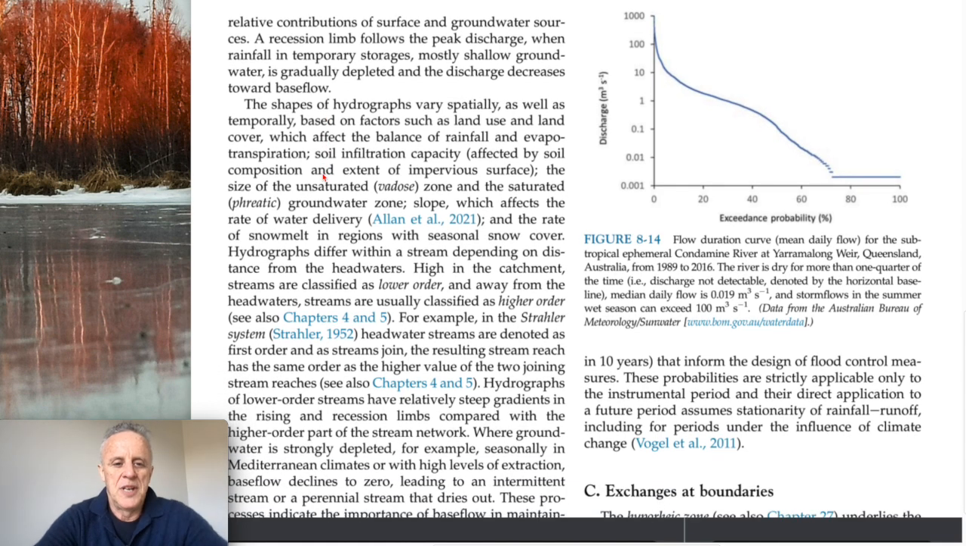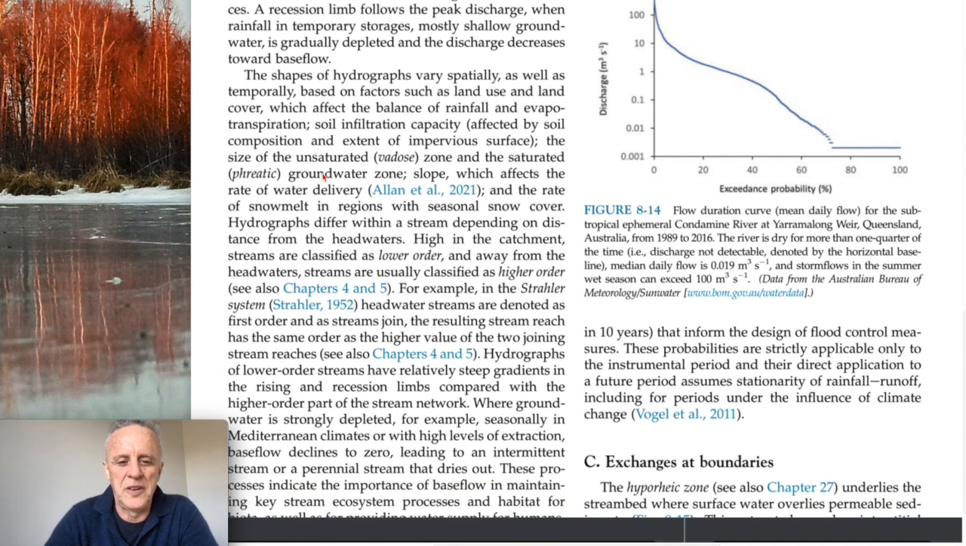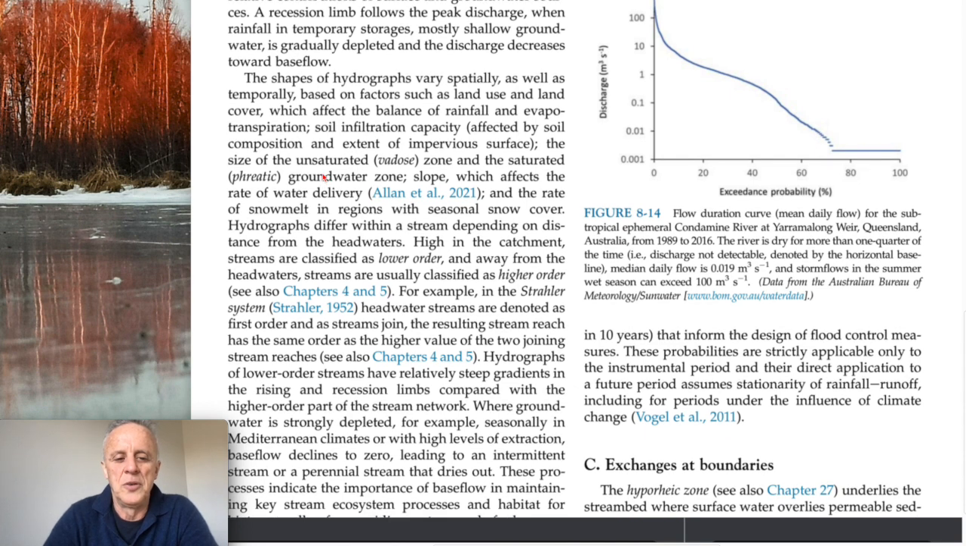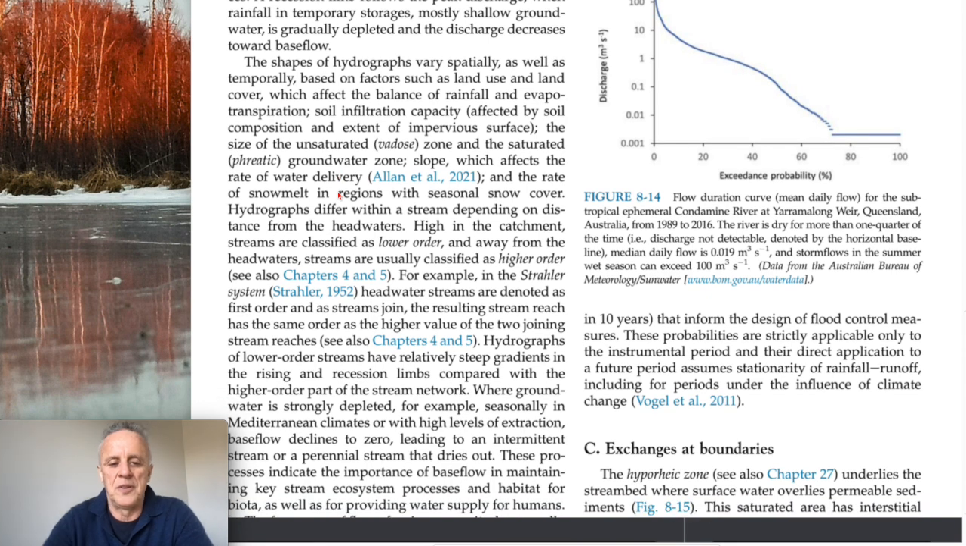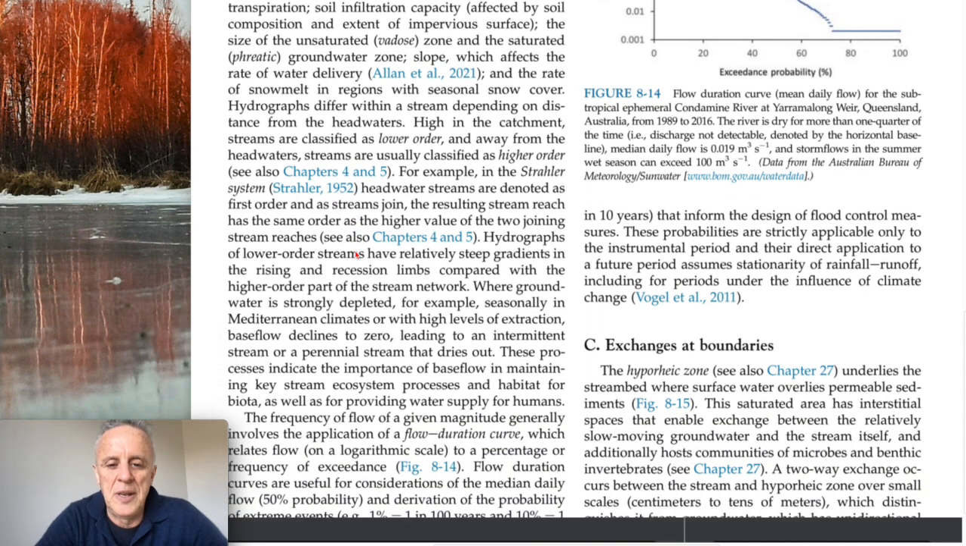Let's see. The shapes of hydrographs vary spatially as well as temporally, based on factors such as land use and land cover, which affect the balance of rainfall and evapotranspiration; soil infiltration capacity affected by soil composition and extent of impervious surface; the size of the unsaturated vadose zone and the saturated phreatic groundwater zone; slope, which affects the rate of water delivery; and the rate of snowmelt in regions with seasonal snow cover. Hydrographs differ within a stream depending on discharge and distance from the headwaters.